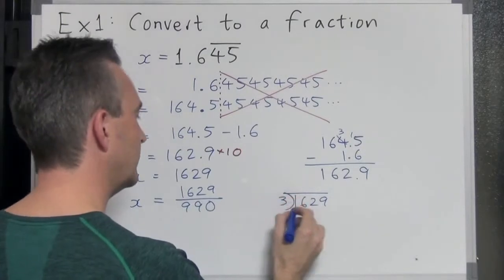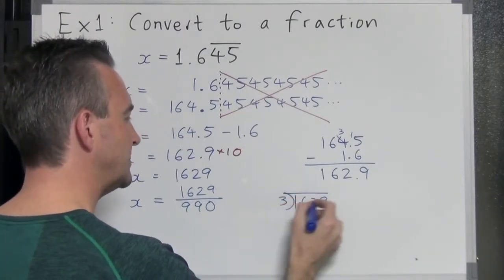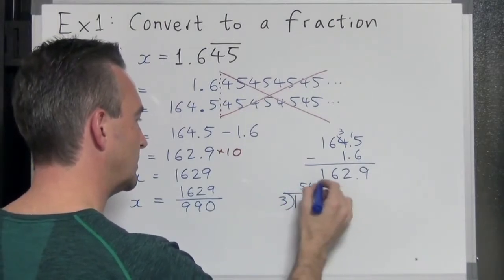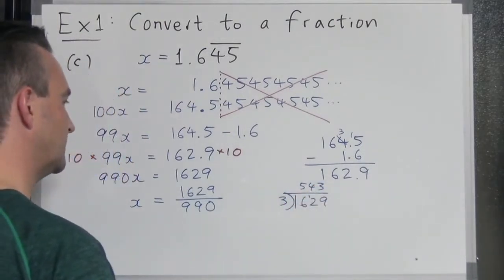by 3. 3 into 1, can't do. 3 into 16 goes 5 times remainder 1. 3 into 12 goes 4. 3 into 9 goes 3. Giving us 543.